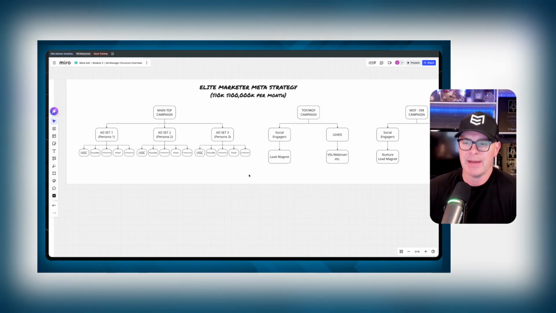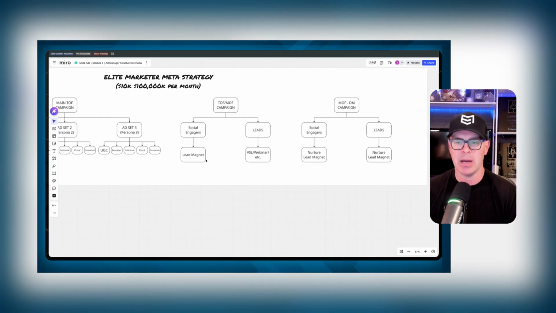If you're spending 100K, 50K a month is $1,200 a day. You'll be able to spend quite a bit. So you'll have the ability to have multiple campaigns. What you're going to start doing differently now, though, beyond just duplicating this and adding more top of funnel, you're going to be getting into now middle of funnel.